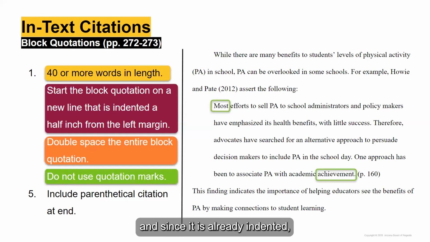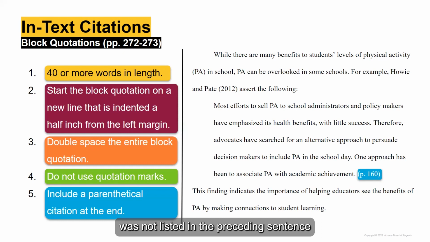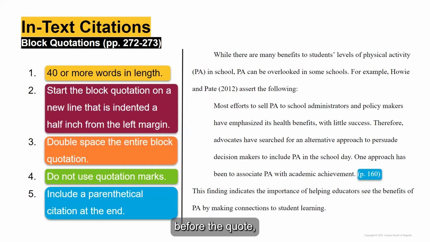And since it is already indented, we do not need to use quotation marks to signify that it is different from the rest of the text. The parenthetical citation is still at the end, and this is the only time it will appear outside of the period. Please note, if the author date information was not listed in the preceding sentence before the quote, it would appear in the parenthetical citation.